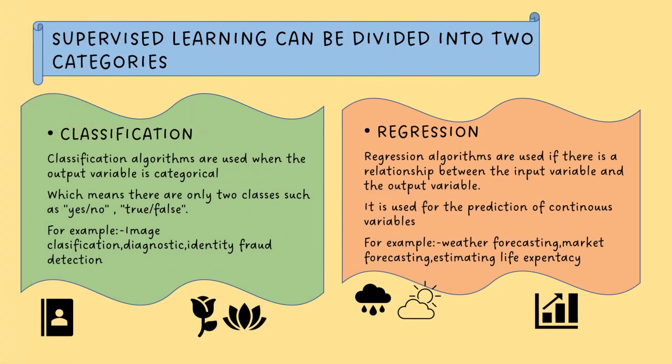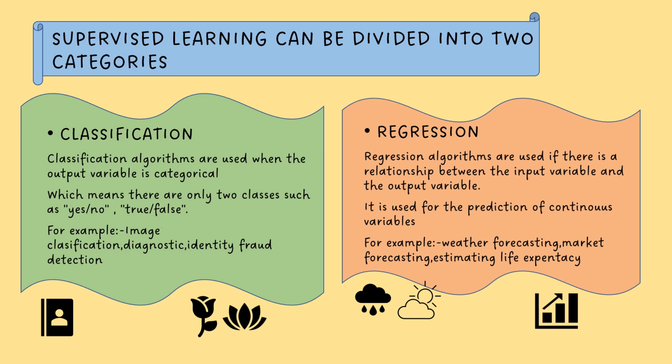Supervised learning can be divided into 2 categories. The first one is classification. Classification algorithms are used when the output variable is categorical, which means there are 2 classes such as yes or no, true or false. Examples of classification include image classification, diagnosis and identity fraud detection.